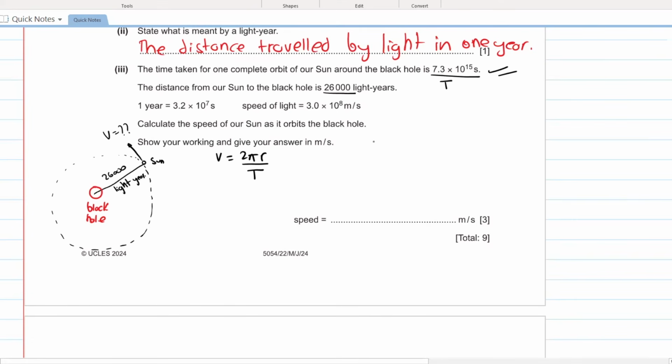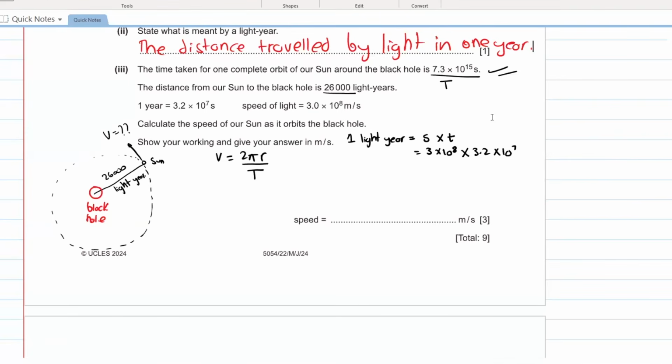It is very easy. If you notice, 1 light year is equal to the distance traveled by light in 1 year. So how can you calculate the distance traveled by light in 1 year? Taking the speed of light multiplying with time. What is the speed of light? 3 into 10 raised to the power of 8. What is the time in 1 year? 3.2 into 10 raised to the power of 7. This is your distance for 1 light year.